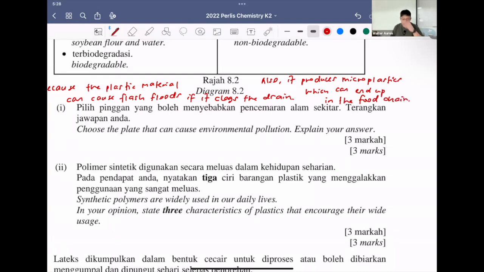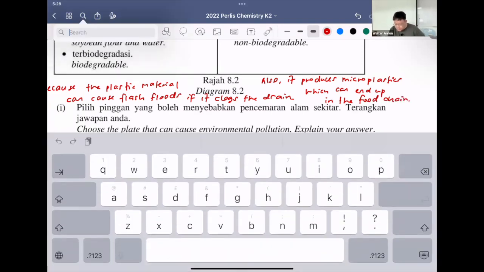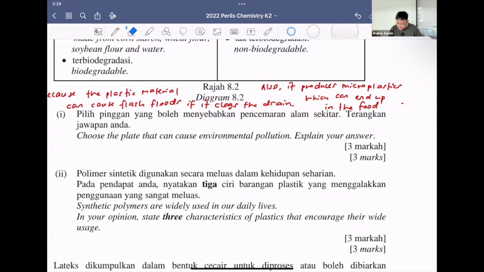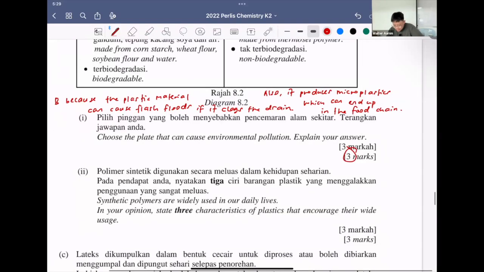And any other logical answers that you have in your mind. For example, let's just say you don't want to talk about the food chain, you don't want to talk about the flash floods. So what else can you talk about? You can say it takes a very long time for it to degrade. It will cause landfills to be filled up. Any one of those answers should be okay, as long as you can answer that it's a problem for the environment. So therefore, you're able to score 3 marks here.